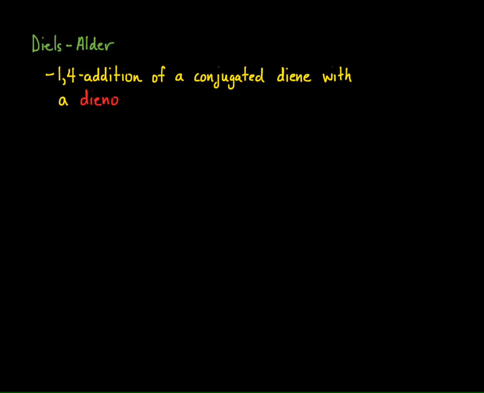In this video, we're going to talk about one of my favorite reactions called the Diels-Alder reaction. In essence, a Diels-Alder reaction is a 1,4 addition reaction of a conjugated diene with what we call a dienophile. And a dienophile is simply a pi bond. This could be from an alkene or from an alkyne, and we'll look at examples of both of them.